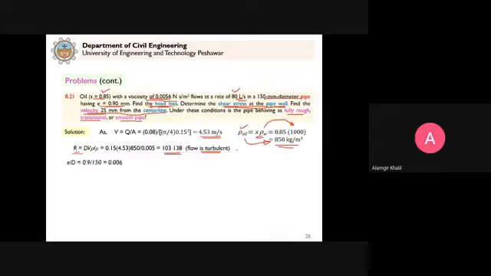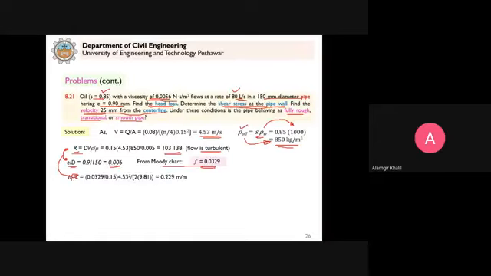Now e by D: the absolute roughness is given as 0.9 millimeter, so e by D, the relative roughness, is 0.006. Now you have the Reynolds number and you have e by D. From these two, you will calculate f. The f you can calculate from the Colebrook equation or from the Haaland equation or from the Moody diagram. So you will get the value of f.